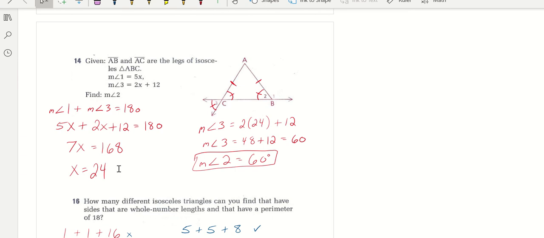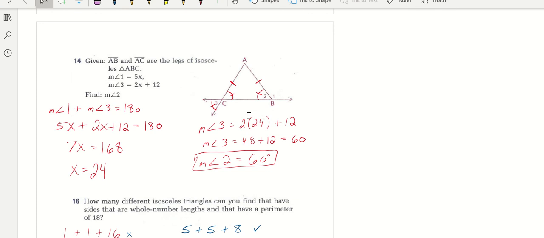We were asked to find the measure of angle 2. There's a couple of ways to do this. You could find the measure of angle 1 and then subtract that from 180. Or you could find the measure of angle 3, which is the same thing. Remember, angle 2 has 1 tick mark and 1 arc, and angle 3 has 1 tick mark and 1 arc. Angle 2 and angle 3 must be congruent, so you could find the measure of angle 3, and that's the same thing as the measure of angle 2.